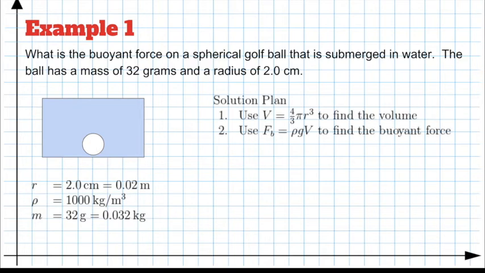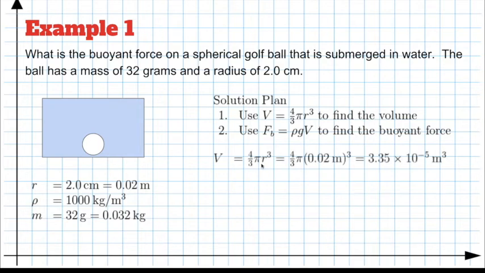So our plan is going to look like this. Our first step is going to be to use the volume equals 4/3 pi r cubed to find the volume. If r is in meters, then the volume will be in cubic meters, so we're good there. And then we can find the buoyant force by taking rho times g times the volume. Remember, rho is the density of the fluid that we're in, g, of course, is the gravitational constant, and v is the volume that is displaced. And we're going to use that to find the buoyant force.